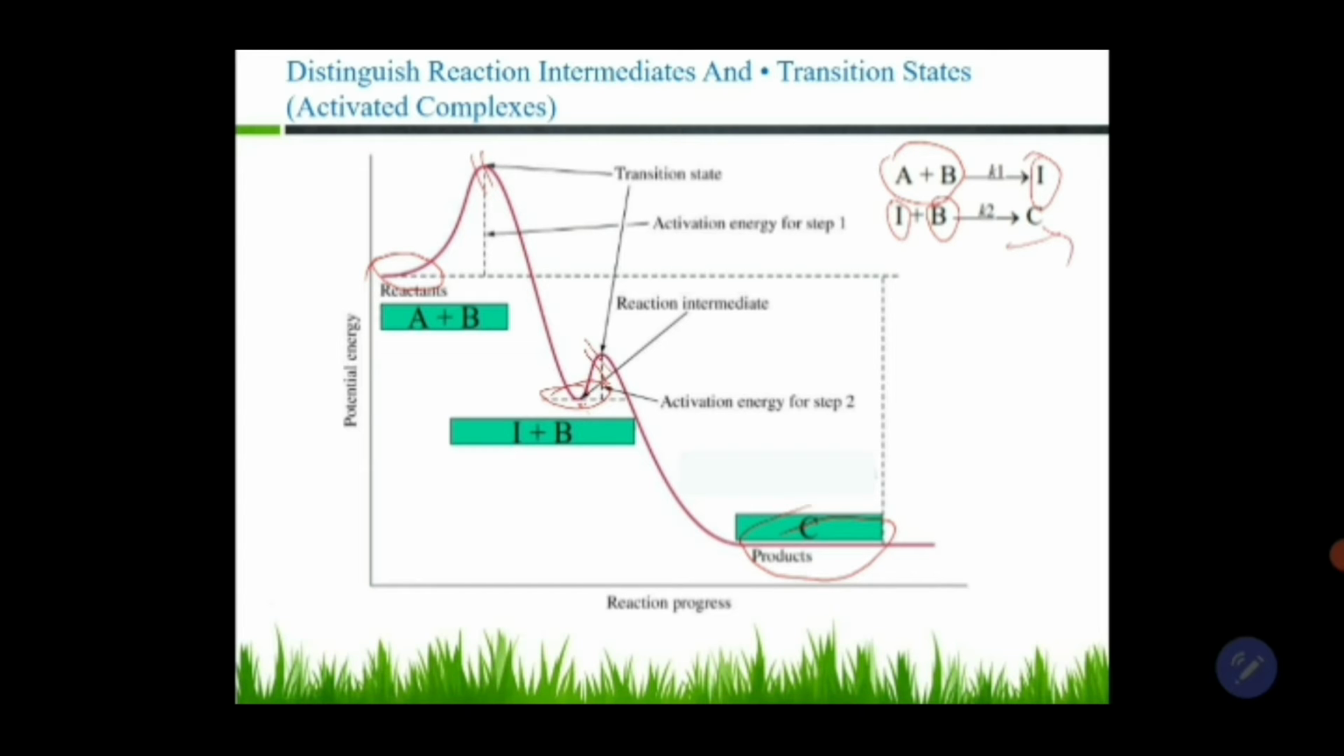So intermediate means it is an entity, a species which exists. It has a discrete lifetime. It exists even though it is for a few nanoseconds. Whereas for a transition state, it is one vibration cycle, that's it.